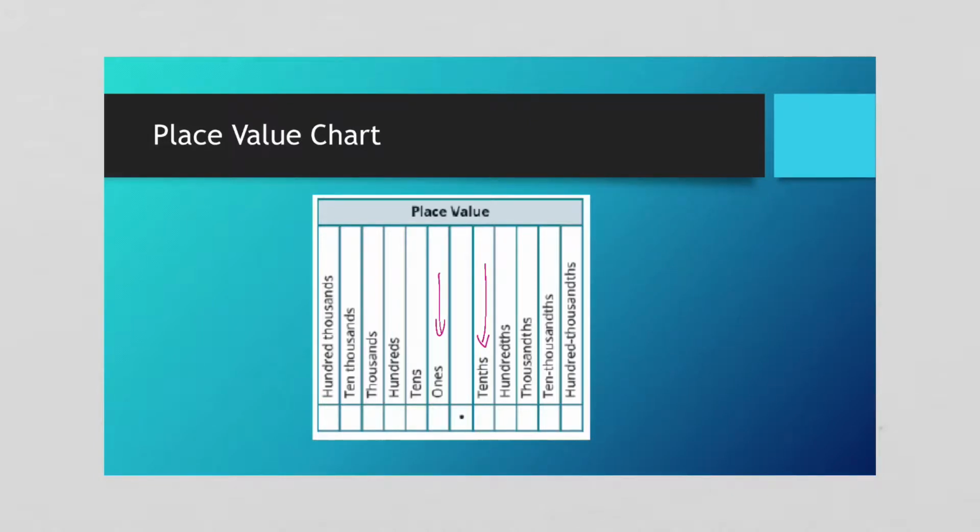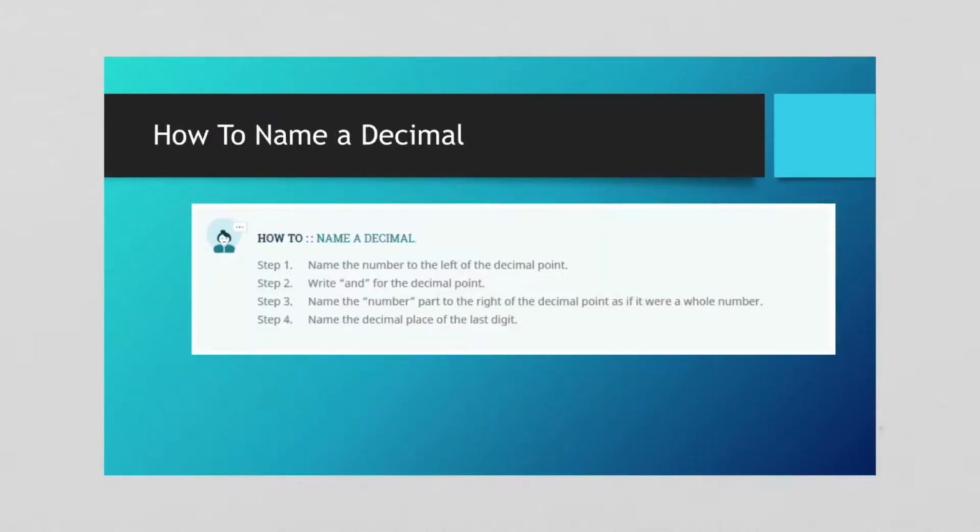So the decimal, whenever we're saying things in words, is the word "and." It's the only time that you will say the word "and" whenever you're naming a number. Okay, so you may want to hit pause here and read through this.